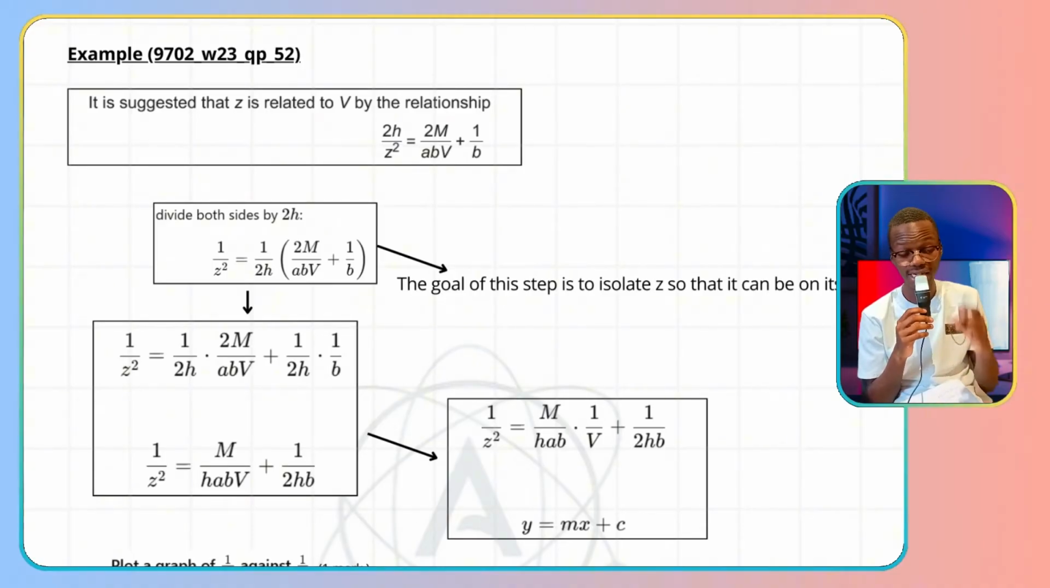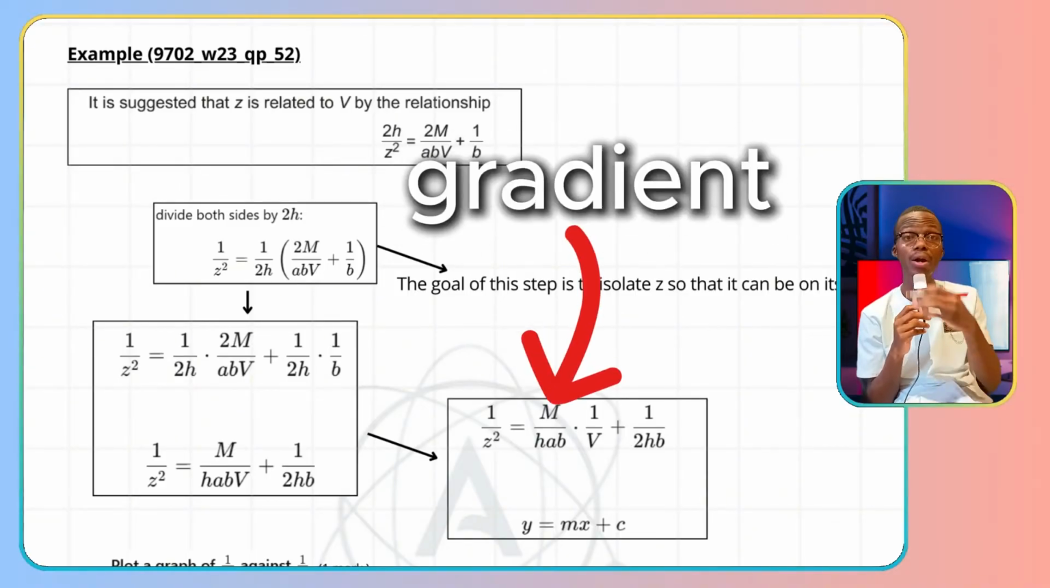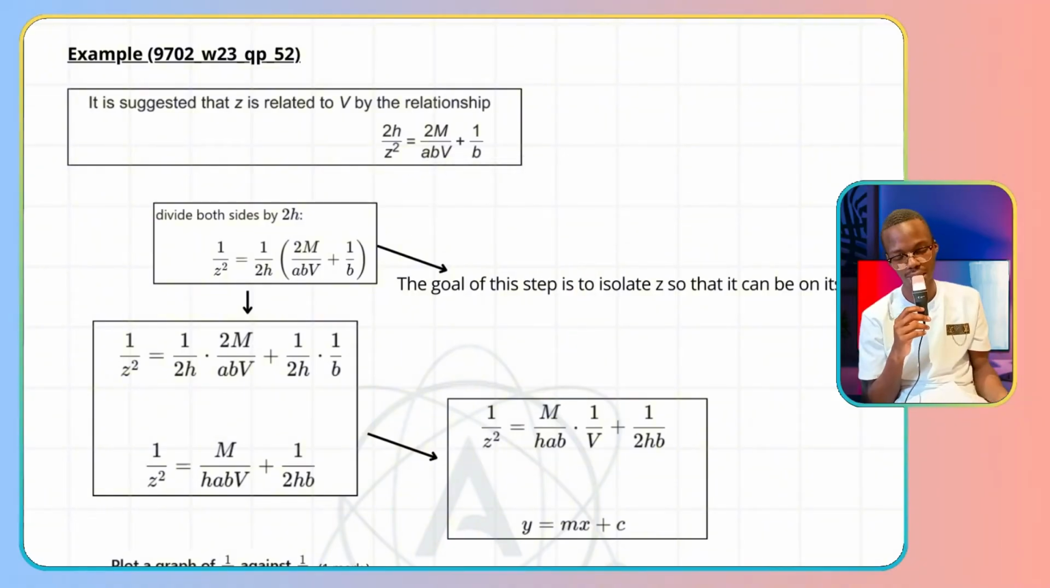As long as z as a variable is present on one side, that's more than enough, right? So I'm going to have 1 over z squared by dividing everything by 2h, right? So in that instance, I have 1 over z squared is equals to 1 over 2h multiplied by 2m over abv plus 1 over 2h times 1 over b. Now you have 1 over z squared, 2 and 2 cancel out. You have m over hab v plus 1 over 2hb. And then you put it to the other side. You have 1 over z squared being equal to m over hab multiplied by 1 over v plus 1 over 2hb. So now you can see that 1 over v is the value of x, and m over hab is the gradient, and the rest, 1 over 2hb, is the y-intercept.